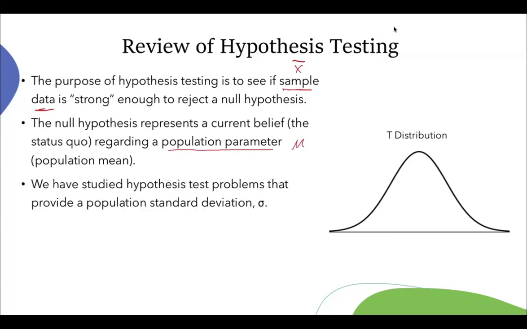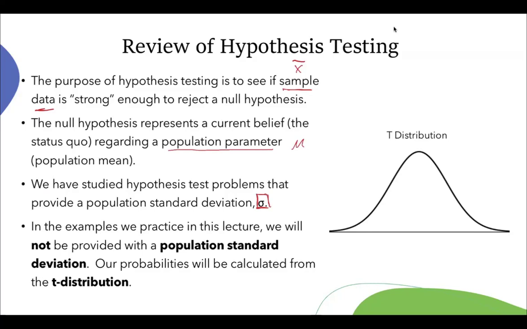We studied in the past lecture hypothesis test problems that provide us with a population standard deviation, and that's symbolized by the Greek symbol sigma. When we see sigma provided to us in a hypothesis test problem, we're going to follow the approach that we used in the last lecture. But in today's problems, we are going to see a sample standard deviation instead of the population standard deviation. We will not be provided with a population standard deviation.